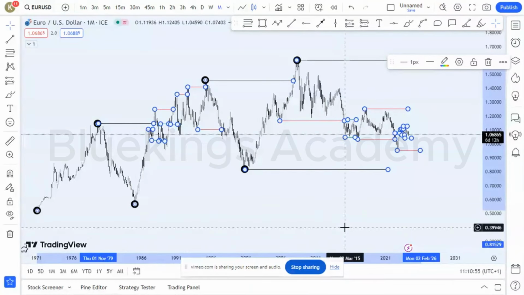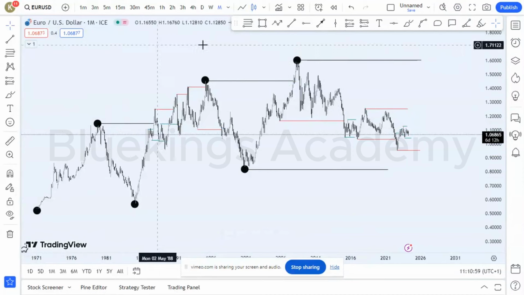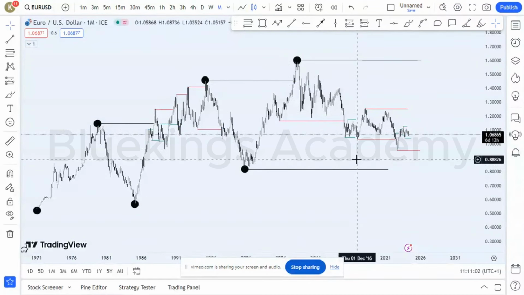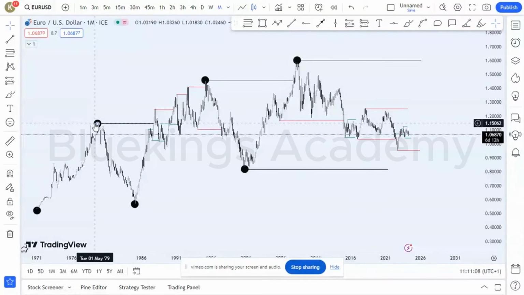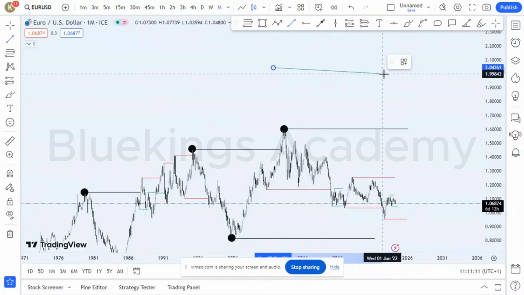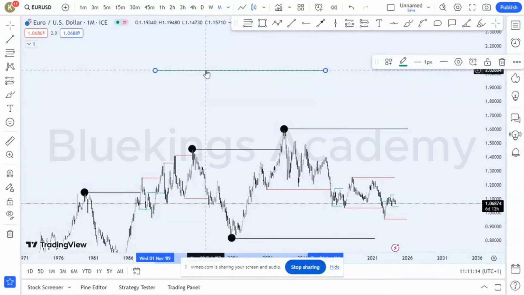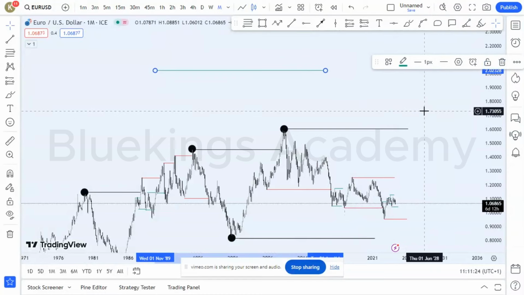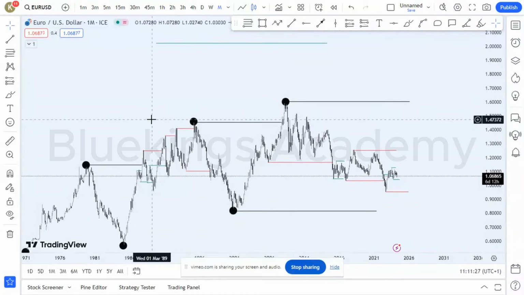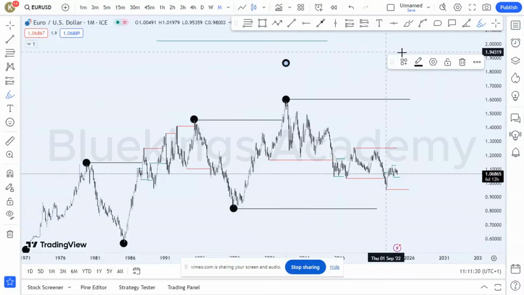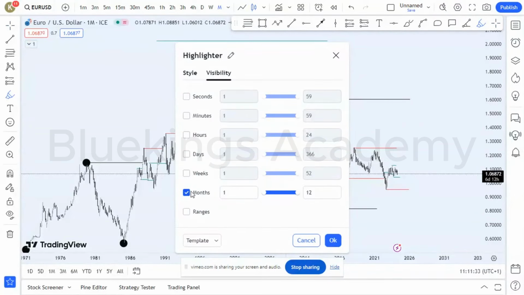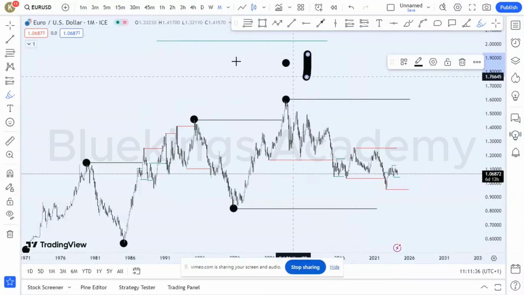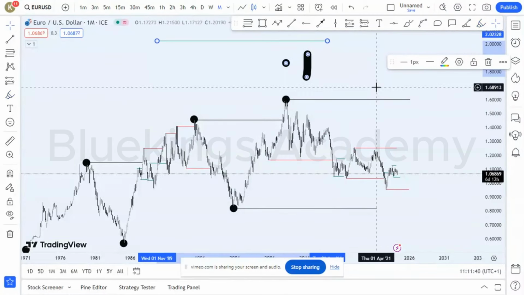Now, if you're using a mobile phone to do this, because you cannot highlight all of them on mobile phone, make sure that after you draw your first line, you go to settings, okay, and make sure it's only chosen to show on the monthly time frame. Now when you do that, every other line you draw will also be set like that. If you use a dot, make sure after the first dot you use, you go to settings and set it to only months, okay, and every other dot you use will be set on only the monthly charts. That's how it works. So let's move on, right?